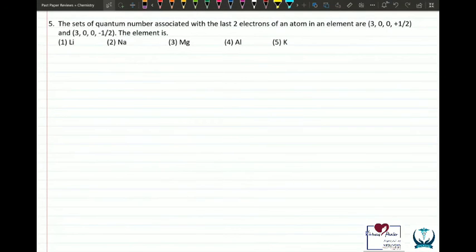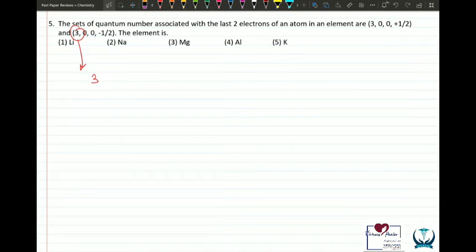The sets of quantum numbers, question number 5. The sets of quantum numbers associated with the last 2 electrons of an atom in an element are 3, 0, 0, plus half and 3, 0, 0, minus half. The first number represents the main energy level, which is 3. 0 represents the sub-energy level, which is the angular quantum number.